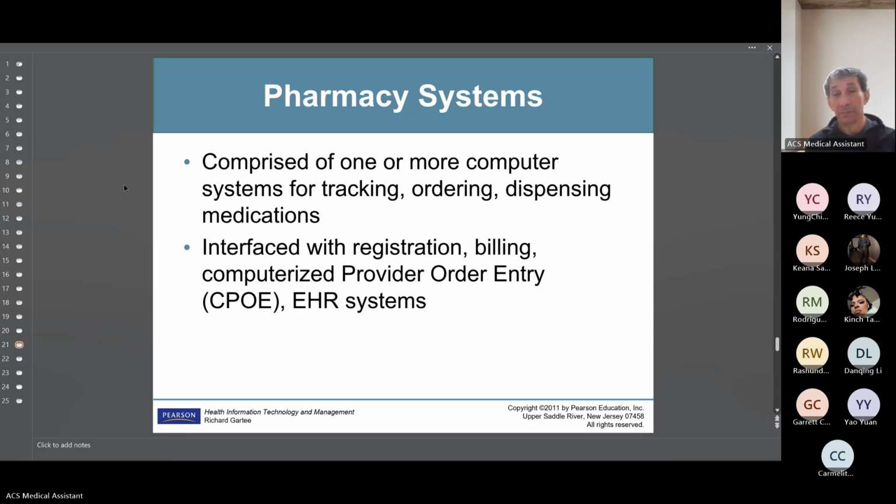So we have come a long way with electronic devices because everything is interfaced, connected to the system.